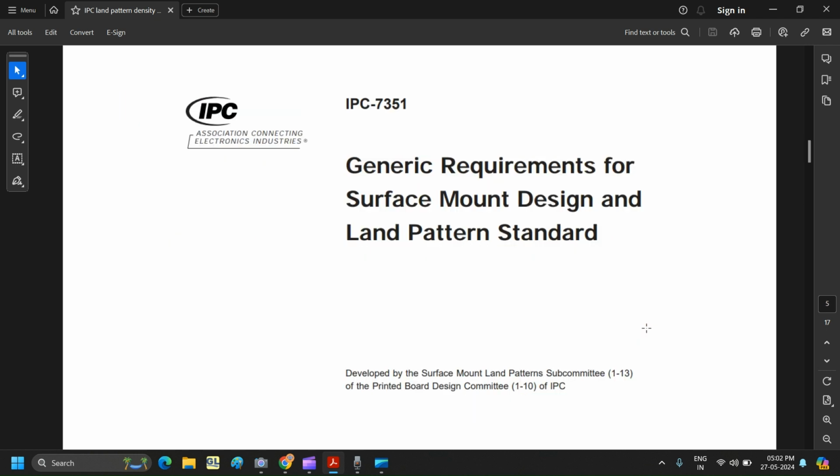For more information you can refer to IPC 7351, the generic requirements for surface mount design and land pattern standard. This is a very useful document. If you have time you can go through this document.